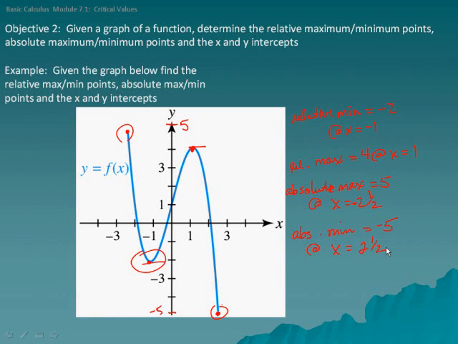We also have 3 x-intercepts. We have an x-intercept here, and that would be at x equals 2. We have one right in here, which would be, let's call it x equals negative 1/2. And we would have an x-intercept here, that would be at x equals negative 2. And we would have one y-intercept, and the y-intercept would be at y equals 1. And that's got our critical values, and that's got our x and y intercepts.